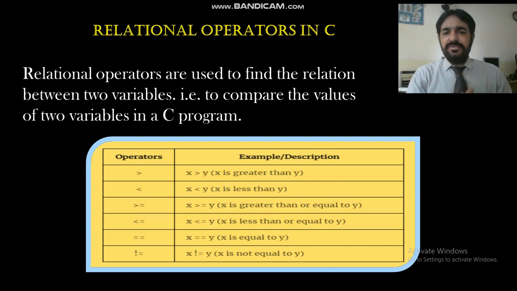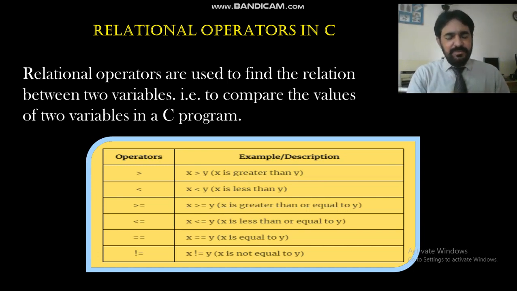Relational operators are used to find the relation between two variables, that is, to compare the values of two variables in a C program. It can be anything, a combination of two values, a combination of two events. We compare, we make a relation. What is the relation between these two things? Either it is equal, it is less than, it is greater than. So there are some operators given.